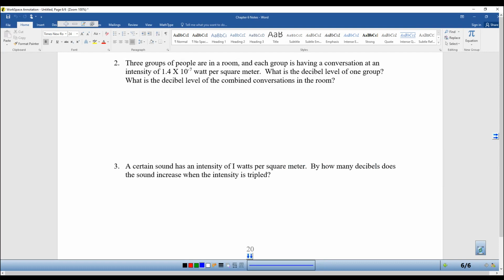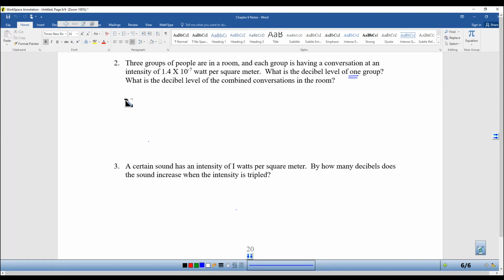All right, but this next one's a little bit harder. 3 groups of people are in a room, and each group is having a conversation at an intensity of 1.4 times 10 to the negative 7th watt per square meter. What is the decibel level of one group? So let's do that first.